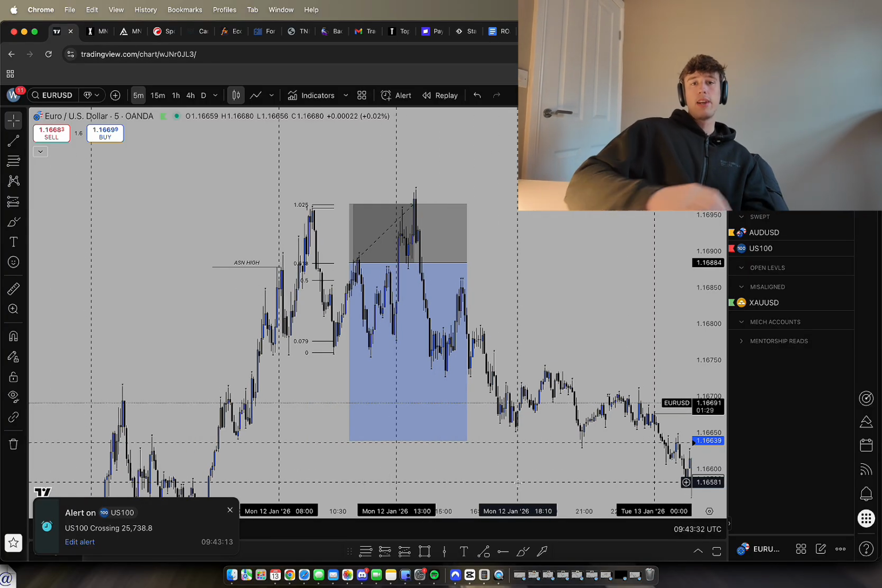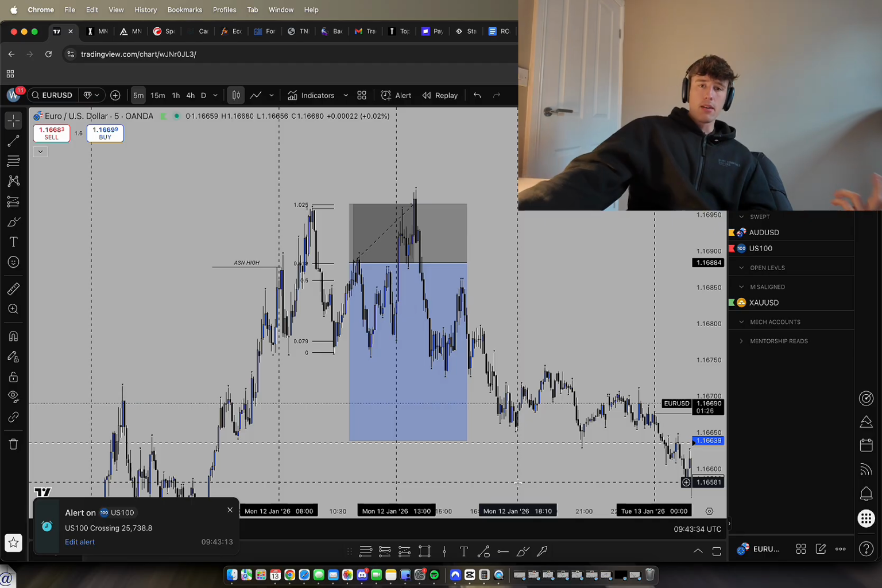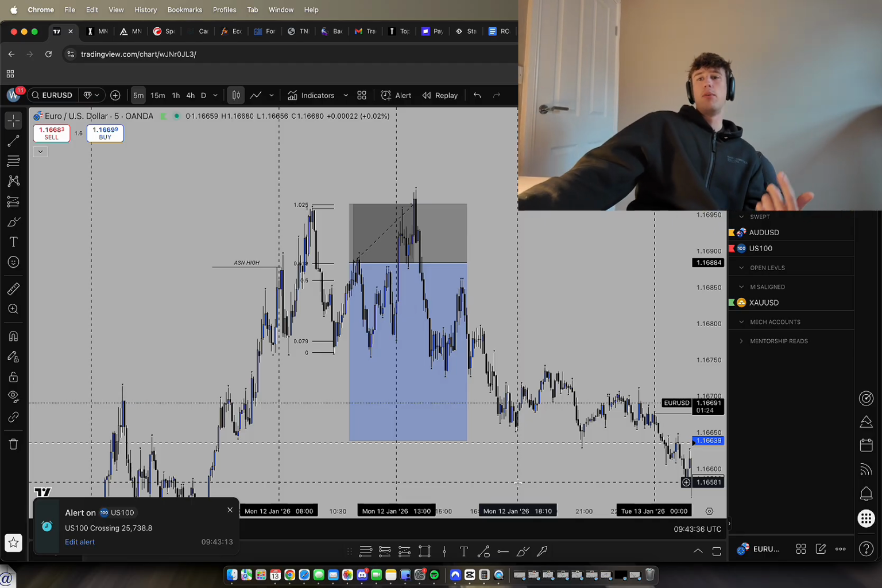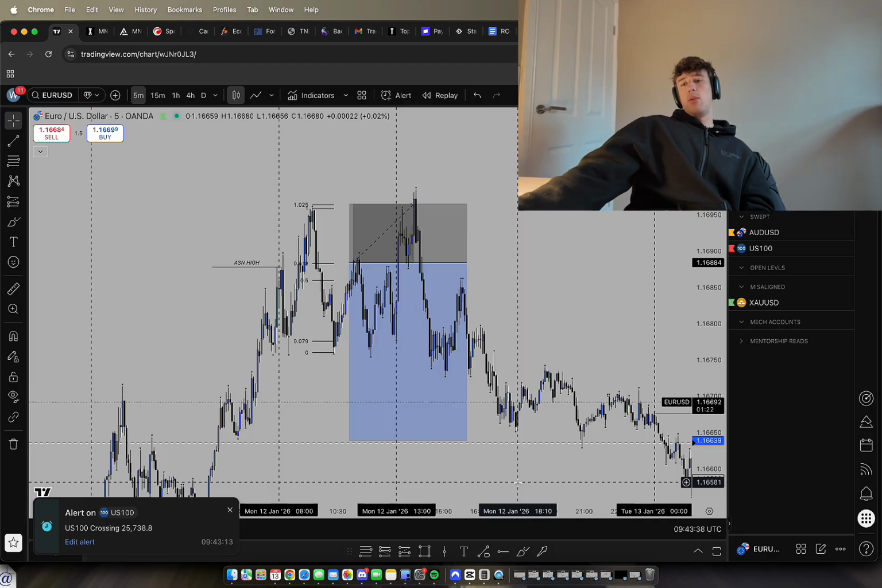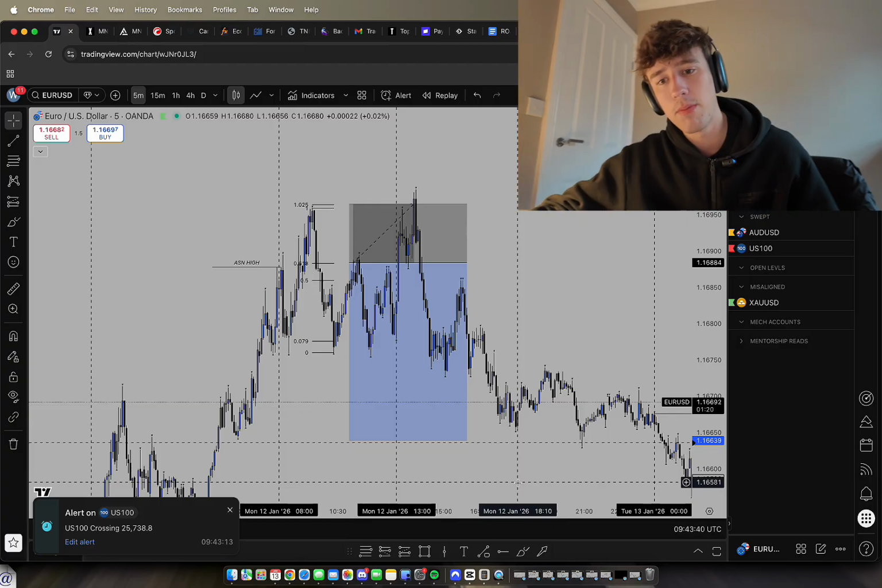But this was yesterday's trade taken on the hybrid model. And I'm about to break down exactly why we did take this trade. But yesterday, what was yesterday? Yesterday was Monday the 12th of Jan. So this is from the 12th of Jan.